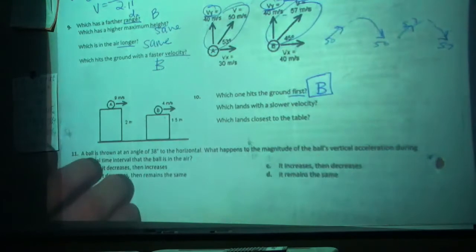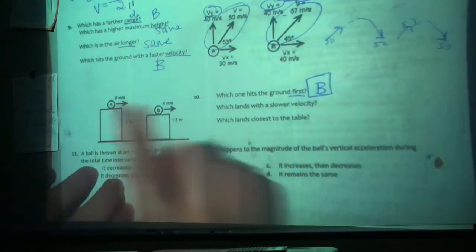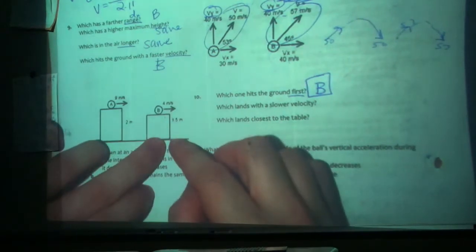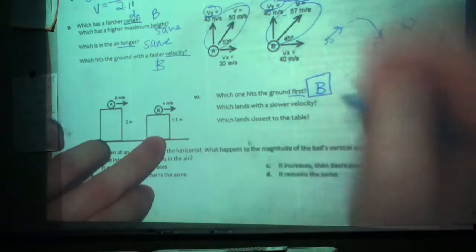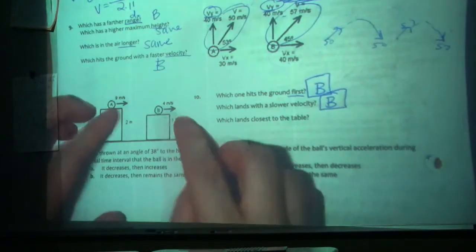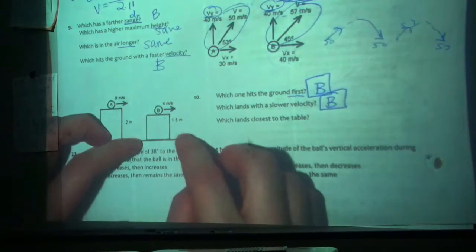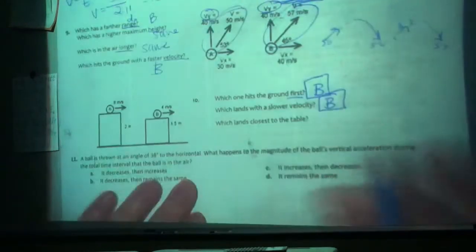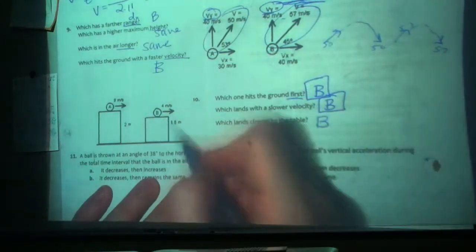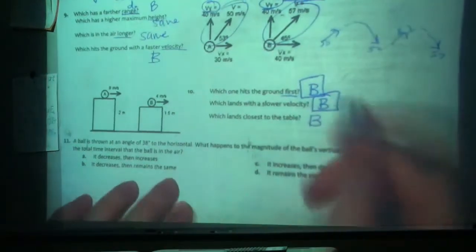Which one lands with slower velocity? Well, they both start with different x velocities, and this one's going to fall down less distance, so it'll have less y velocity. So B for two reasons, because it has less x velocity than A, and because when it hits the ground, it'll have less vertical velocity than A. And which one lands closest to the table? Well, the one that's going slower and spends less time in the air, B.